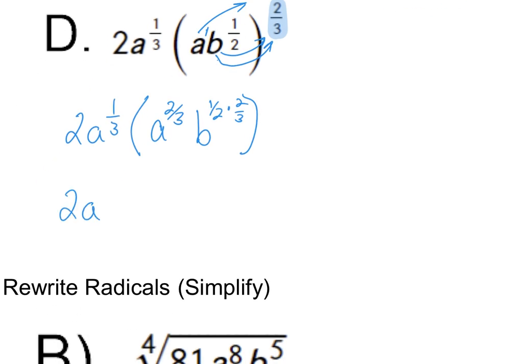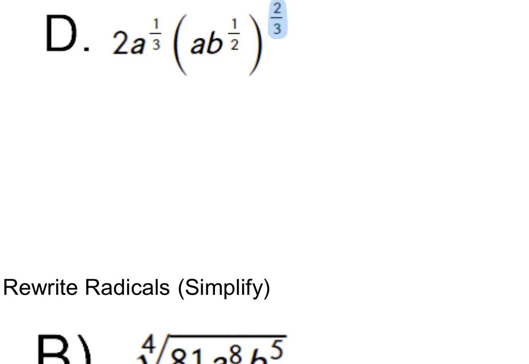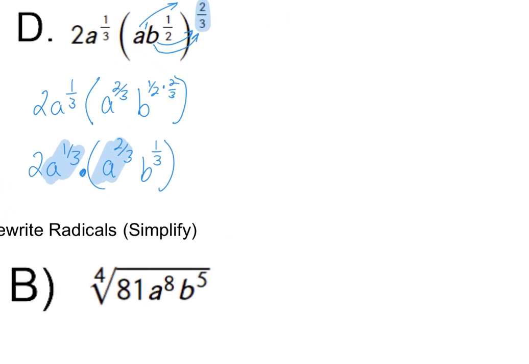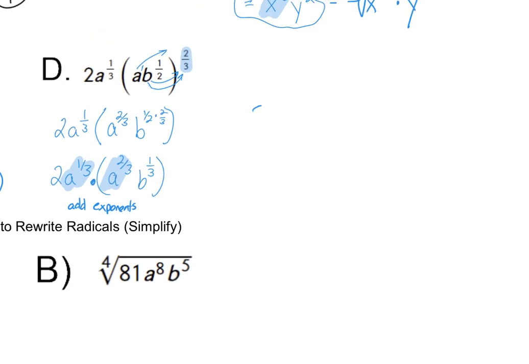So right now, 2A to the 1/3, A to the 2/3. When I multiply here, I'm getting B to the 1/3. Not finished yet. We can combine because we are multiplying. When we are multiplying and have terms that have the same base, they can be combined. Remember, we add the exponents in this case. When you have two powers with the same base, we are going to add the exponents. So this will become 2.